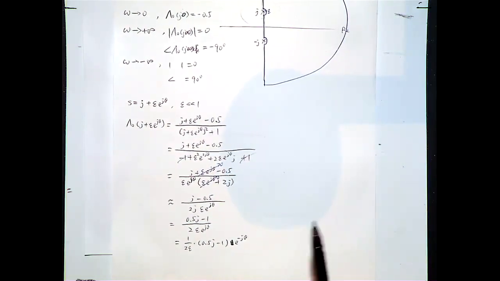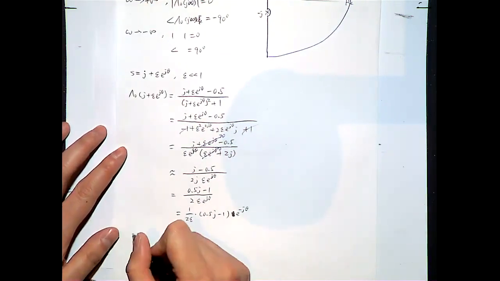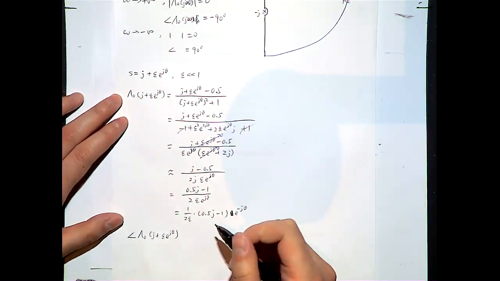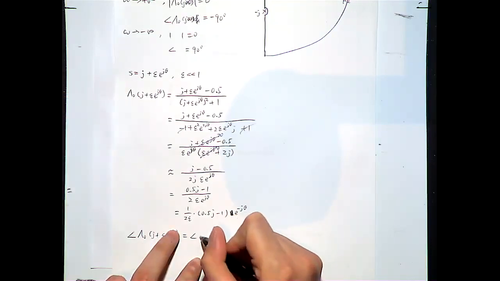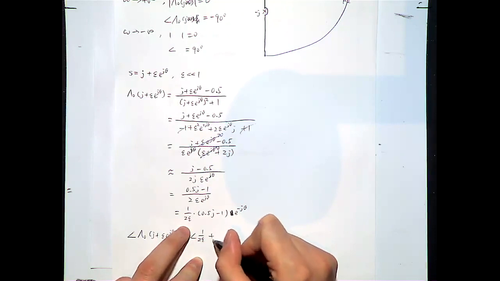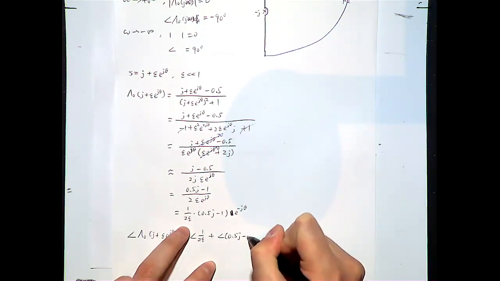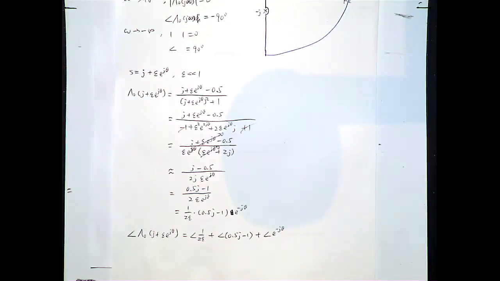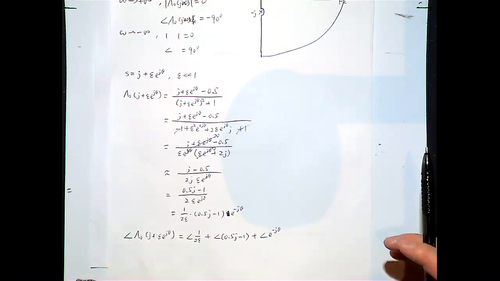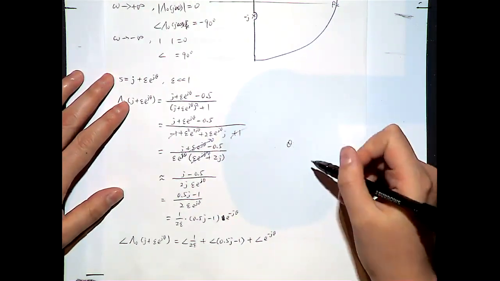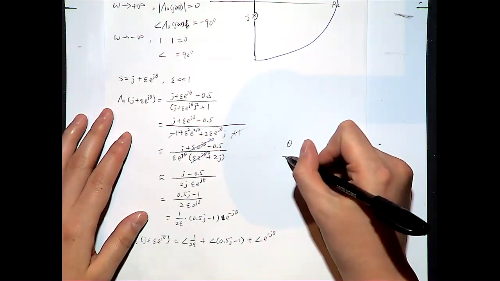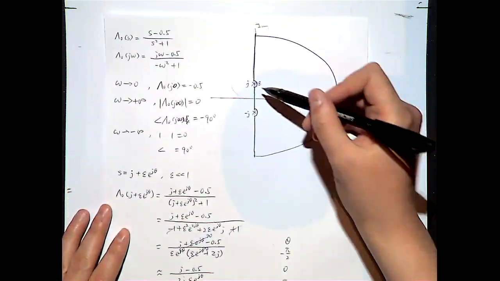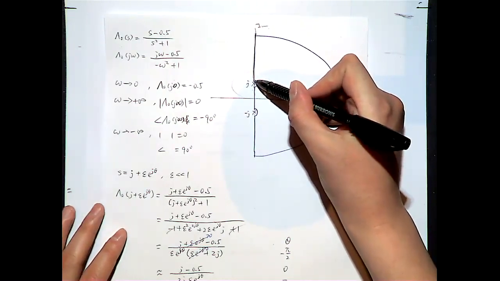So now you can write that the phase of your lambda naught of j plus epsilon e^(j theta) is just the sum of this term plus this term plus this term. Right? So now we can write down the table. So as theta changes from negative pi on 2 to 0 to pi on 2, so theta from negative pi on 2 to 0 to pi on 2.